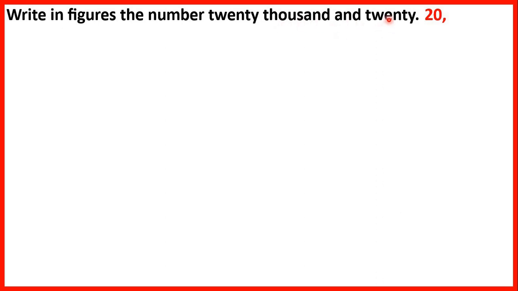Then we read the rest of the number after the word thousand. We have 'and 20', but we need to write 20 using 3 digits because we need digits for our hundreds, tens and ones. So we need to write 20 as 020. That way we've got 2 in our 10,000s place, so that stands for 20,000, and we've got 2 in our tens place, so that stands for 20.